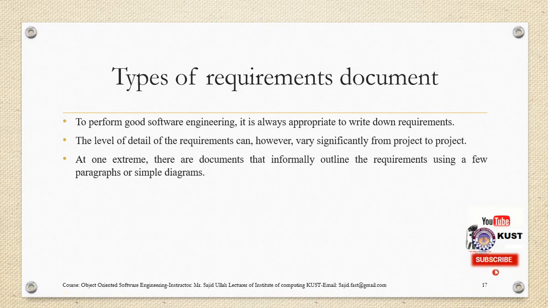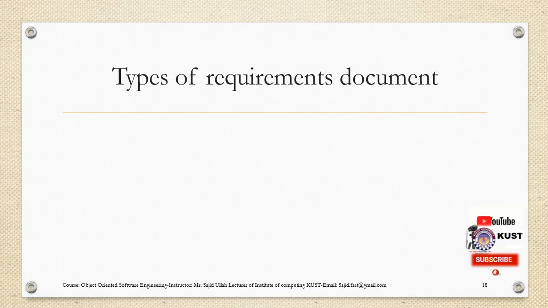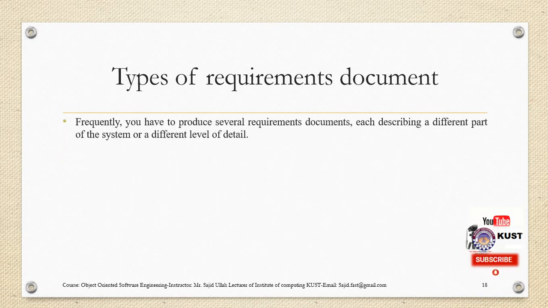Types of requirements documents. To perform good software engineering, it's always appropriate to write down requirements. The level of detail of the requirements can, however, vary significantly from project to project. At one extreme, there are documents that informally outline the requirements using a few paragraphs or simple diagrams. At the other extreme, there are specifications that contain thousands of pages of complicated detail.